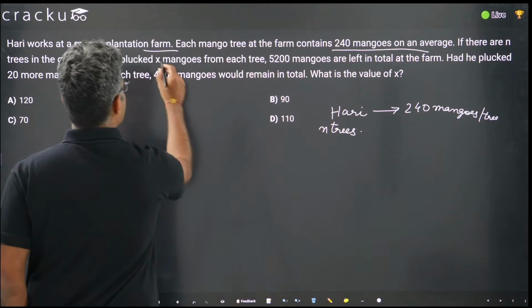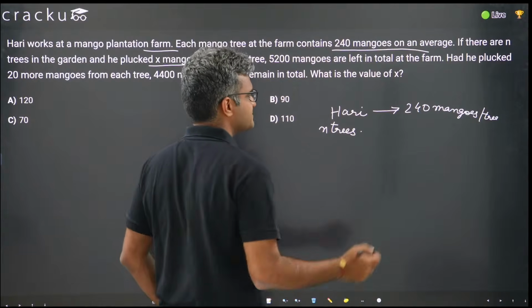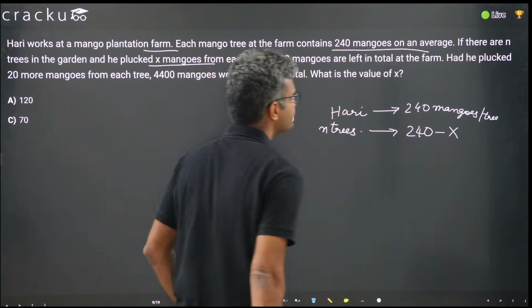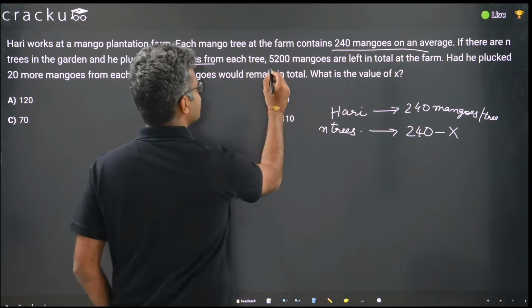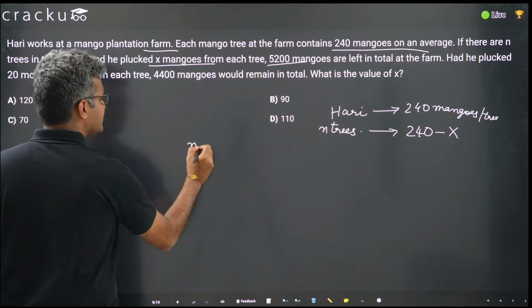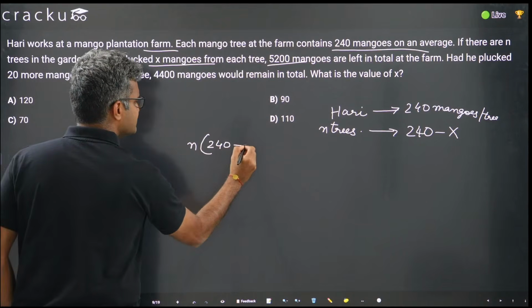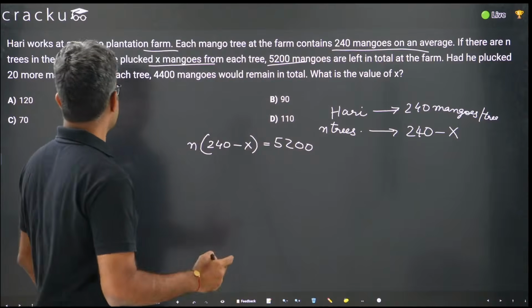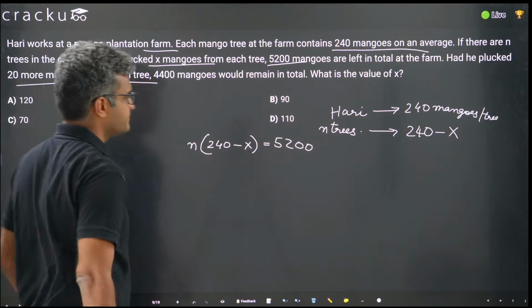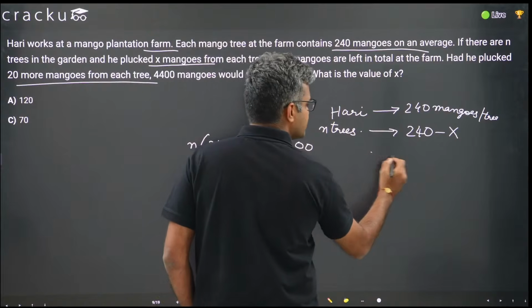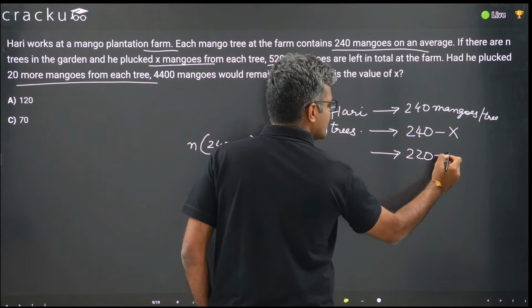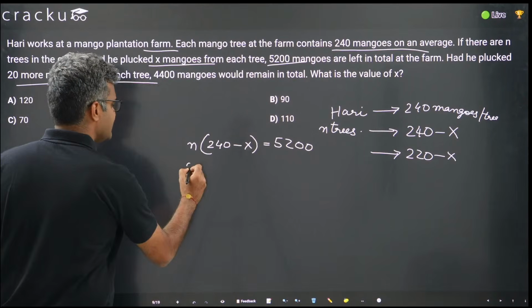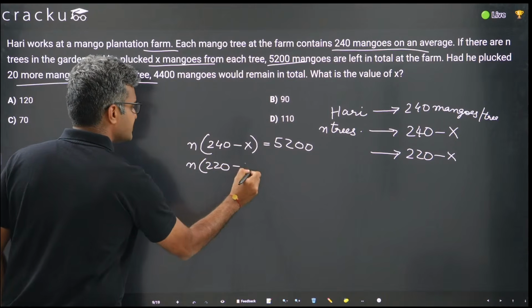Now suppose he plucked x mangoes from each tree. If he is plucking x mangoes from each tree, how many mangoes are there per tree? There are 240 minus x. So the number of mangoes left in the farm is 5200. This would imply that n into (240 minus x) is equal to 5200. But suppose he had plucked 20 more mangoes from each tree. How many mangoes will be there per tree? There will be only 220 minus x per tree. So the total number of mangoes that will be left is n into (220 minus x).